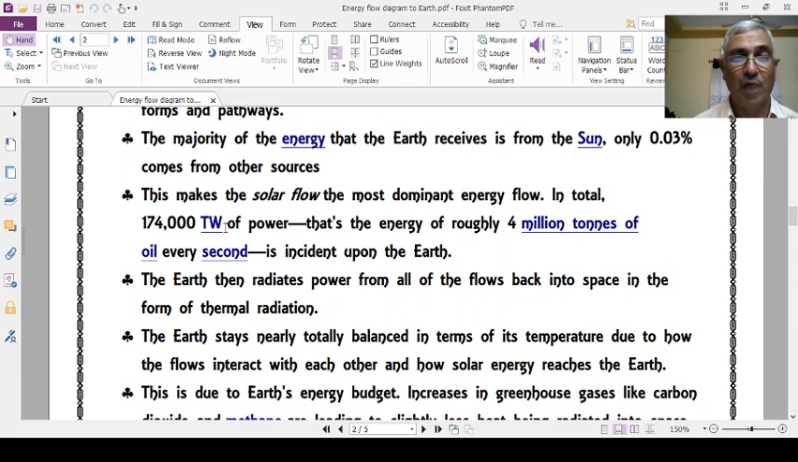In total, 1,74,000 terawatt of power. How much? 1,74,000 terawatt of power will flow towards the Earth.